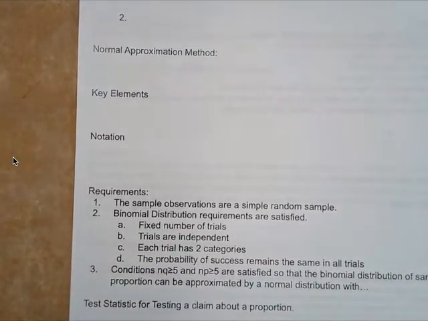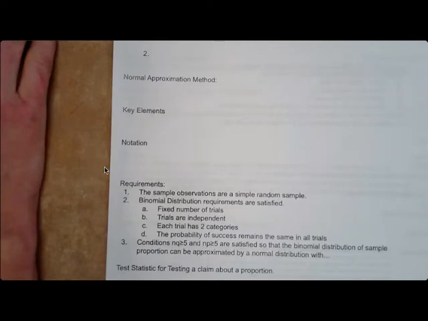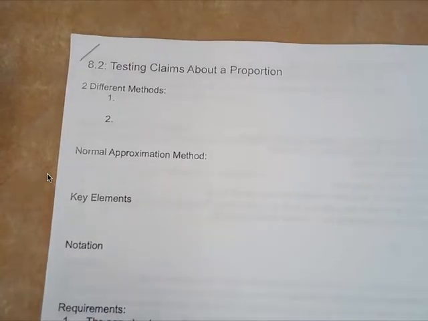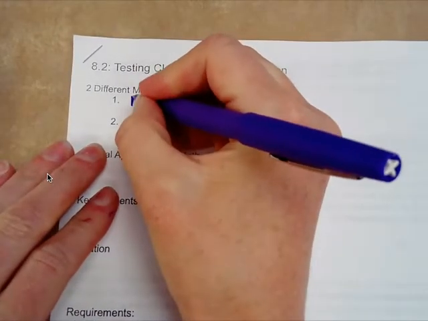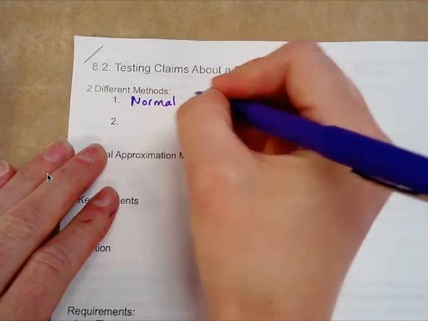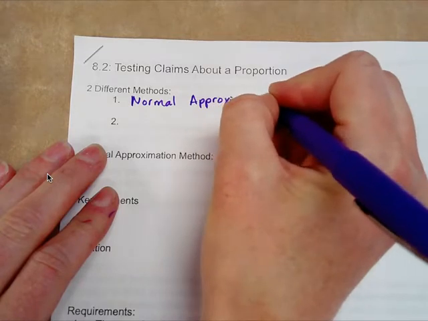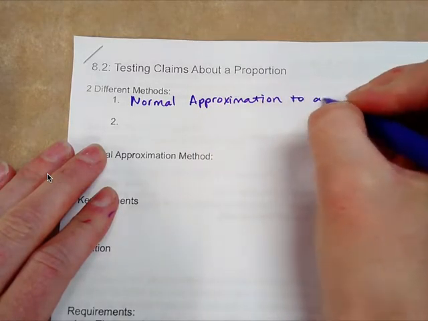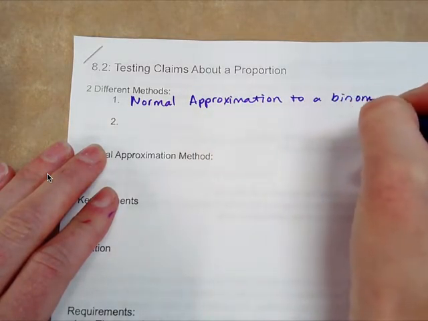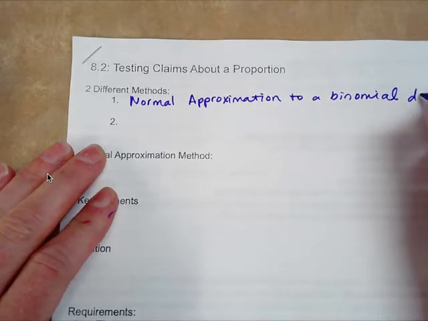Testing claims about a proportion. So we are going to do two different methods. The first one is called normal approximation to binomial distribution.